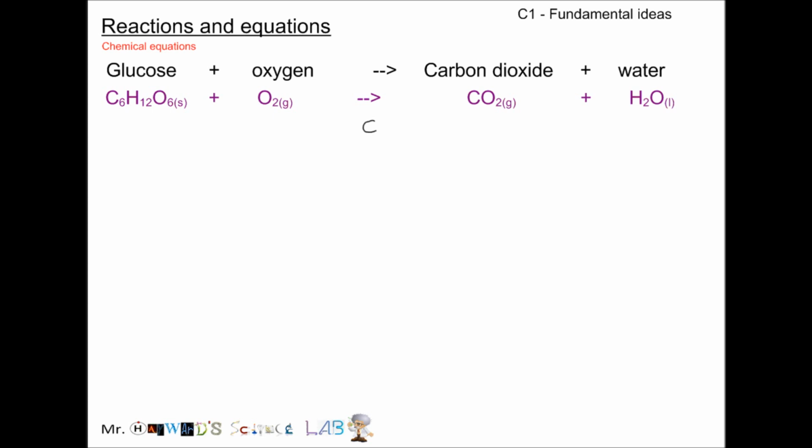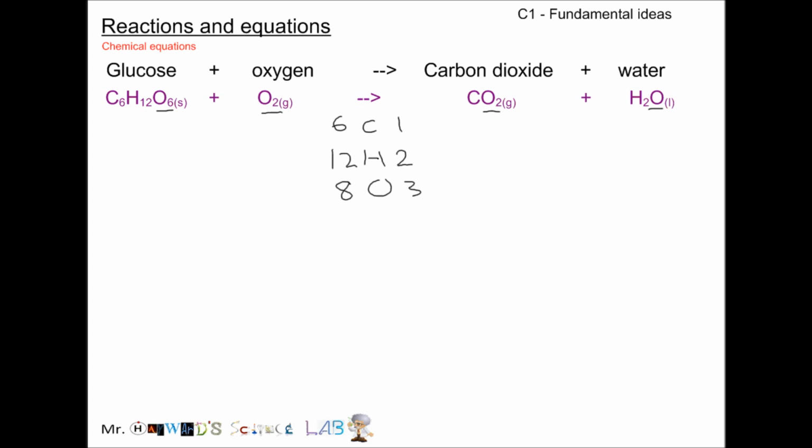Look at what elements we've got. We've got carbon, hydrogen, and oxygen. How many have we got? We've got 6 carbons on the left, 12 hydrogens on the left, and 6 plus 2 oxygens, so 8 oxygens on the left side. Again, on this side we've got 1 carbon, 2 plus 1, so 3 oxygens, and 2 hydrogens.